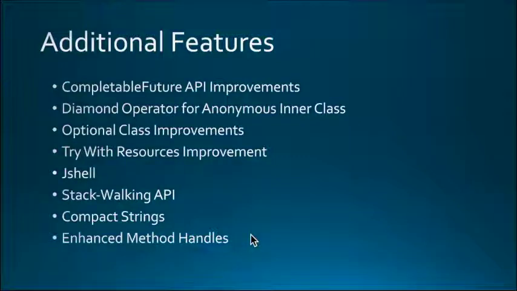You have the CompletableFuture API improvements, the diamond operator for anonymous inner classes, so you can actually specify strings, integers of inner classes. You can actually type define them. Optional class improvements, try-with-resources improvements, so you can actually do some new tweaks with the try-catch blocks, or just do a straight up try block.